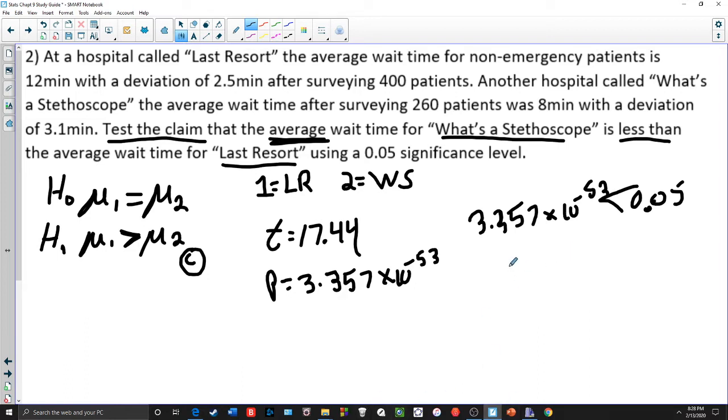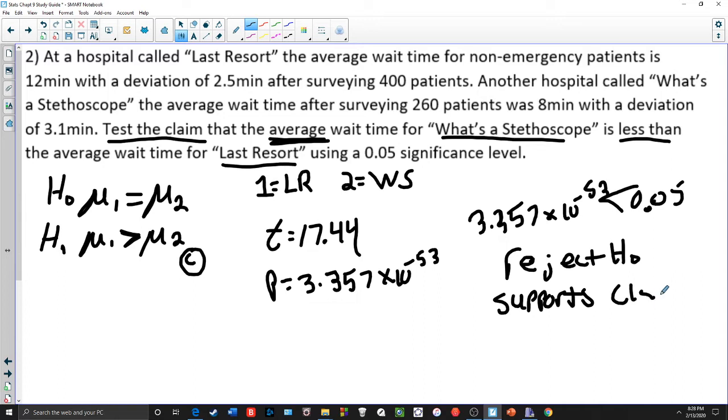So in this case, we're going to reject, quite strongly in fact, reject H0. And in this case, it's going to support our claim. Because it's such a rare event to happen by chance, that's probably happening because the wait time at the stethoscope is less than that of Last Resort, or vice versa. Last Resort's wait time is much larger than stethoscope's wait time.